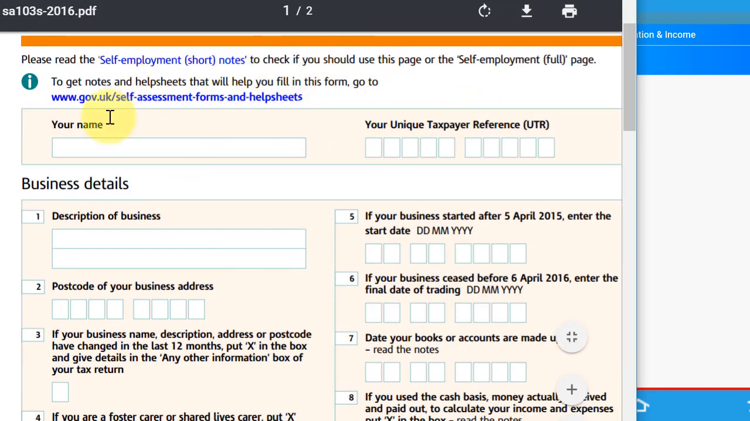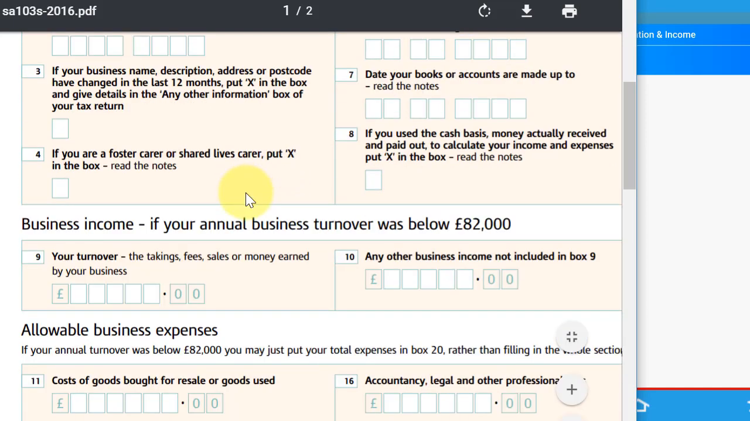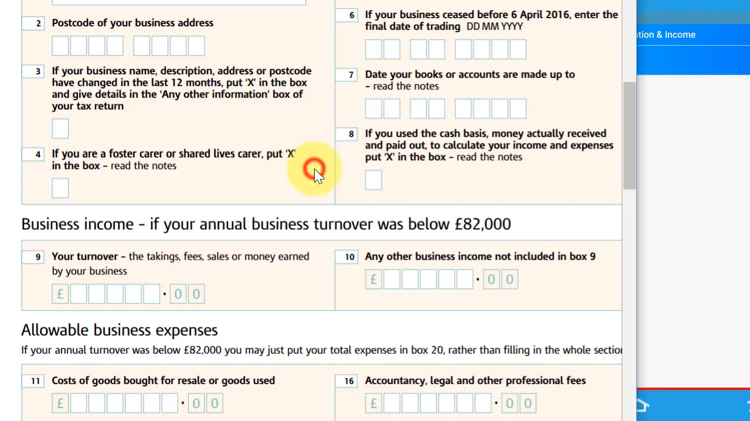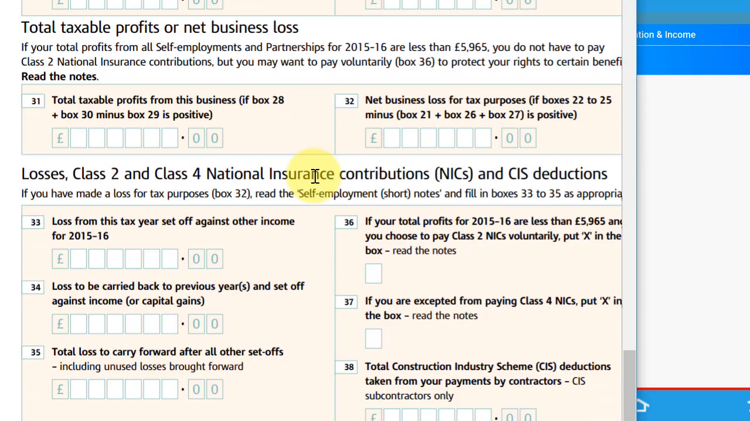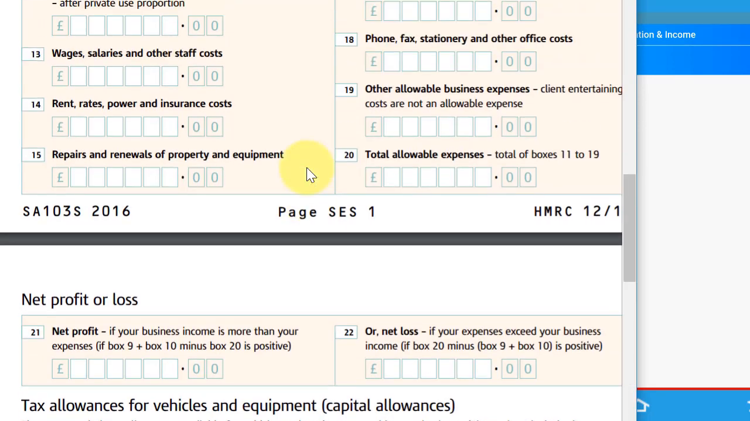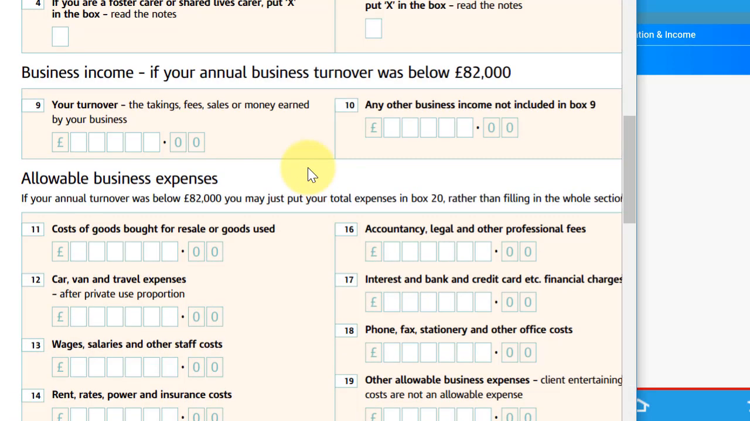So above here is the name, unique taxpayer reference. You got business details up to box number 9. So this is personal information up to box number 9. And what we generate in the software caters for box number 9 up to box number 38. So this is the turnover, which is the other business income, and actually the boxes are numbered accordingly.